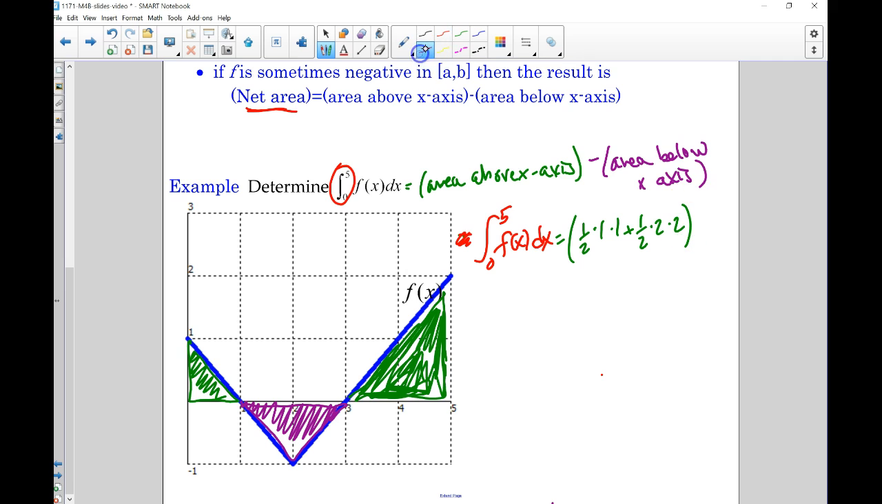And then subtract off the area of the purple triangle, which is 1/2 times 2 times 1. And this results in 1/2 plus 2 minus 1, which is 3/2. Okay. In this case, the geometry was really, really nice. I encourage you to utilize geometry whenever possible.